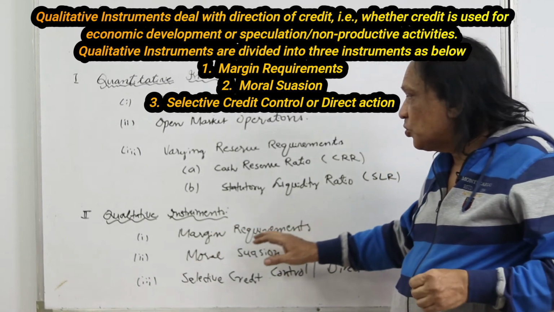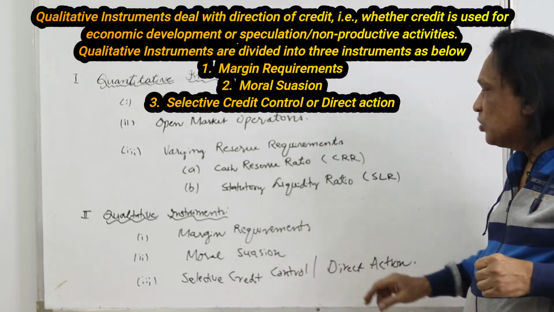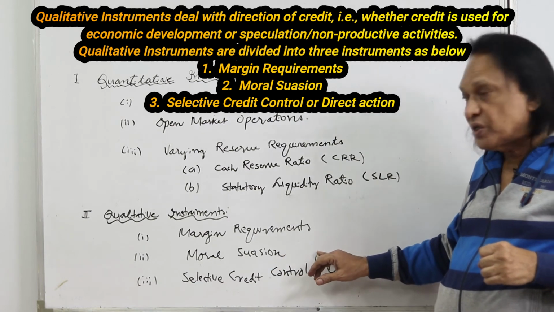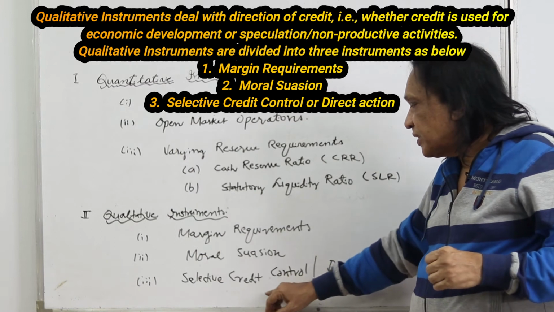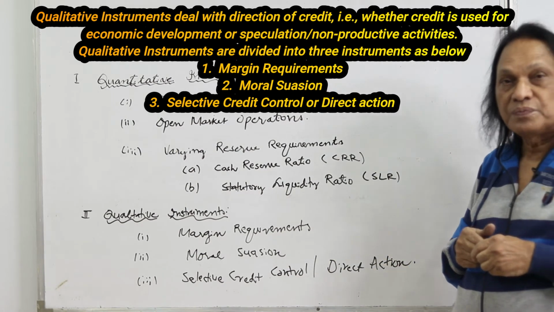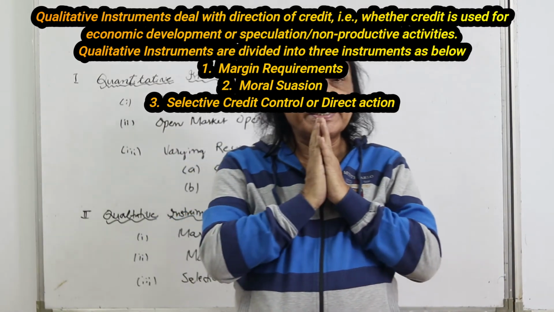Under qualitative instruments, you have margin requirements. We'll be discussing it later. And then you have moral suasion, which we'll also discuss later. Then selective credit control or direct action. I repeat once again, all the topics we'll discuss in detail.